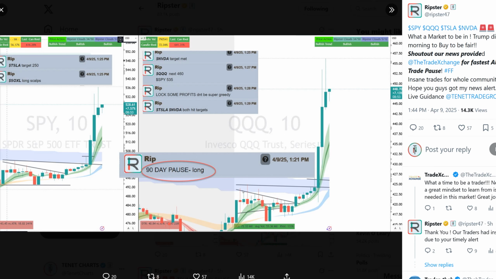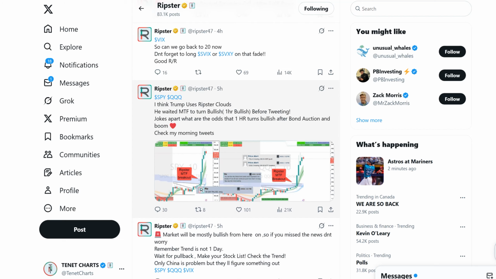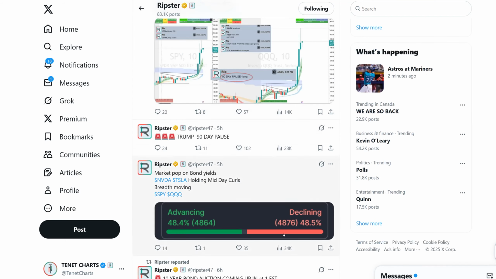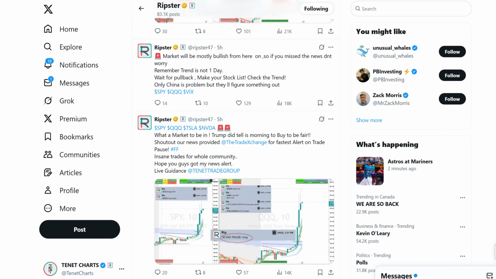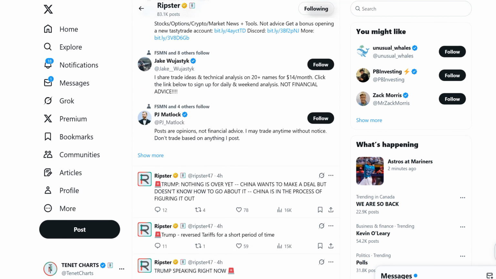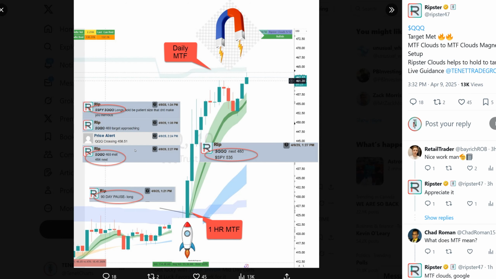So the targets I gave everyone on that long were, let's look at the targets that I gave here. The first target I gave was 460 on QQQs, and the second target was 464. We'll talk about why that is.